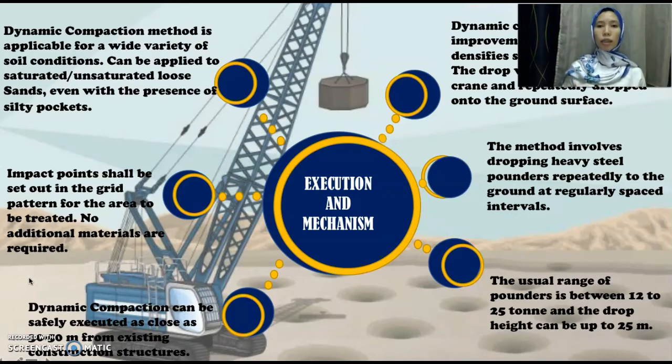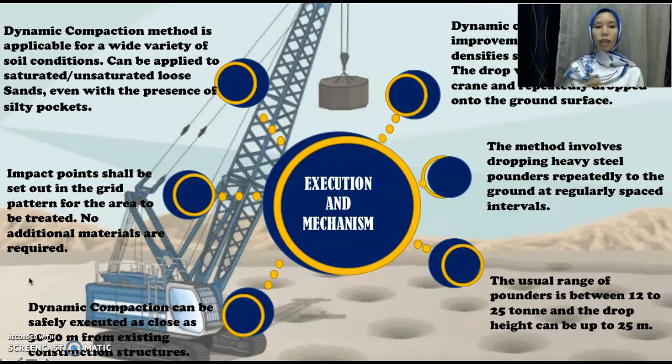Third, the method involves dropping heavy steel pounders repeatedly onto the ground at regularly spaced intervals. The weight and height of pounding depend on the degree of compaction. The usual range of the pounder is between 12 to 25 tons, and the drop height can be up to 25 meters.